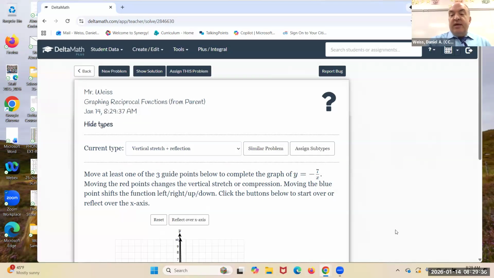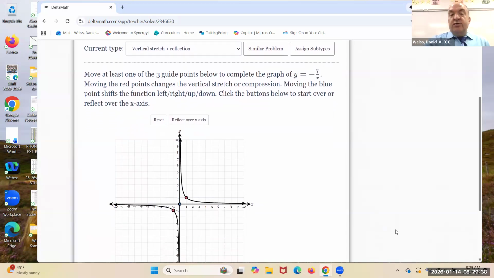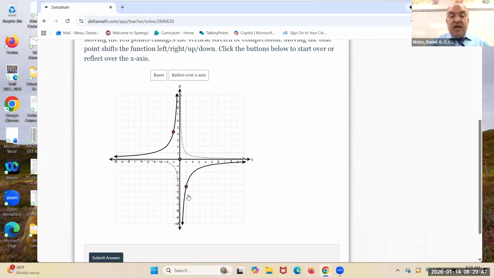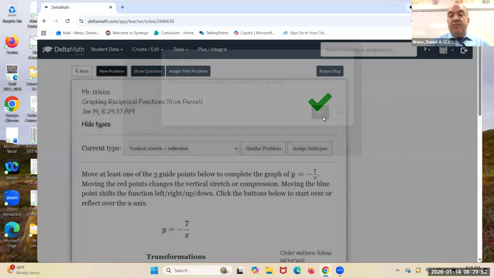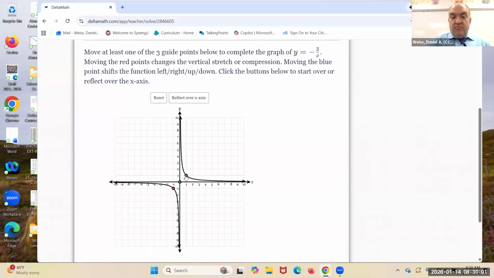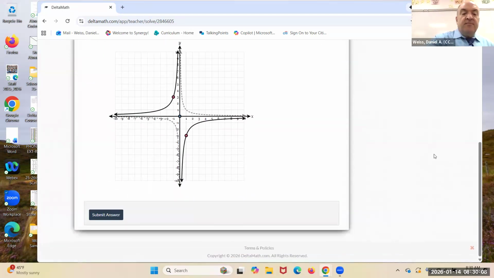Same thing here. What's -7 divided by 1? That's going to be -7. So I got to go down to -7. Easy. Done. Okay. This one's going to be -3. Okay. That's how you do it.